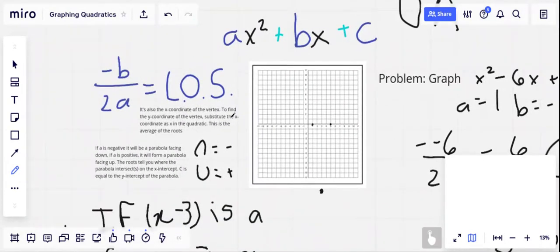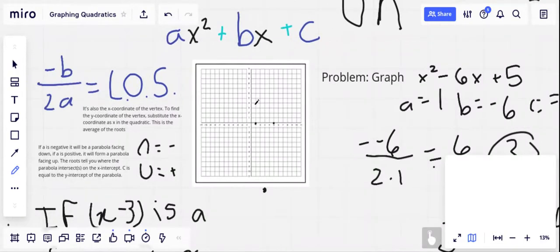Again, from our shortcuts, c is where the parabola intersects on the y-axis, and c in this case is 5. So we can just plot 5 right here. And since the x squared term is positive, this parabola will form a U shape and not an upside down U.